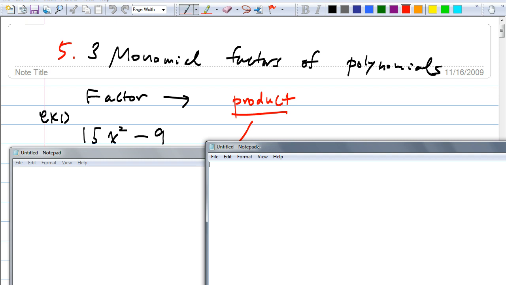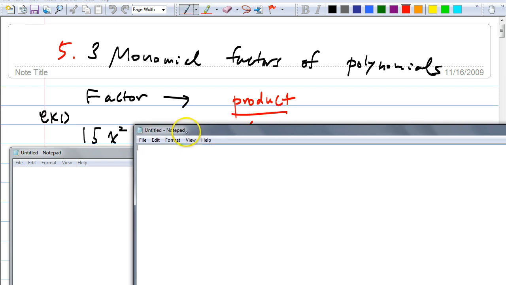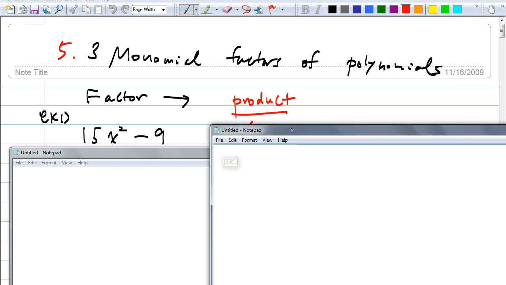Now, if I just gave you this, 15x squared, well, 15 is a factor, isn't it? Because it's 15 times x squared, isn't that right? But if I'm talking about the whole thing here, okay, clear? What do you think I mean by monomial factors of the polynomial? Negative 9 is not a polynomial. The whole thing is a polynomial because you have more than one term, right? What do you think I mean by the factors of a polynomial?